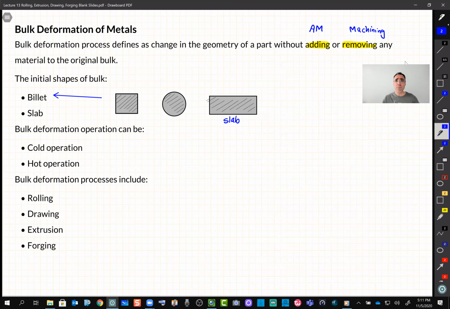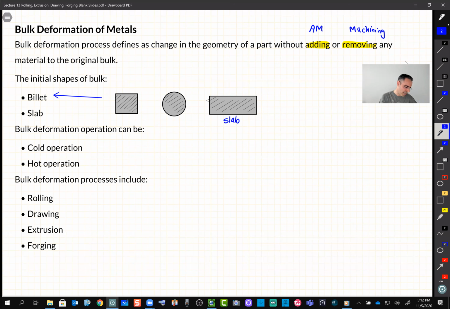We discussed the cold process and hot process before, and we even joked about whether you like it hot or cold. Bulk deformation can be cold, meaning that no initial heat is involved, or it can be hot, where we increase the temperature of the bulk material, but we don't melt it. We get to maybe 60 or 70% of the melting temperature to make it more malleable, softer, and easier to deform.